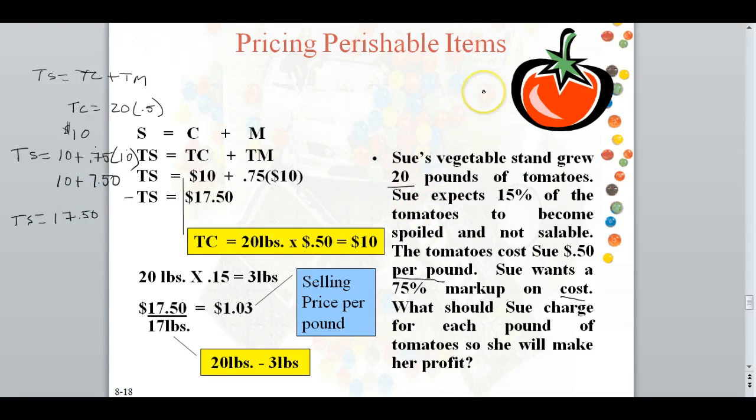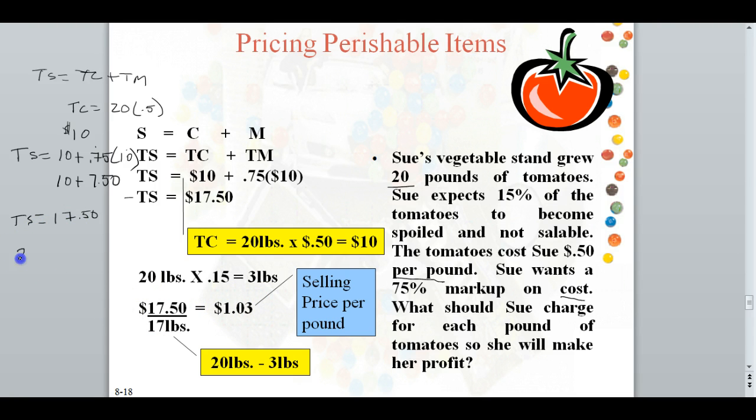There's a problem though, because these are perishable goods and they're probably going to go bad, some of them, by the time she actually sells them. So she's saying she expects 15% of the tomatoes to become spoiled. So now we need to remove that 15% from the pounds and then get the per pound price that we need to sell for.